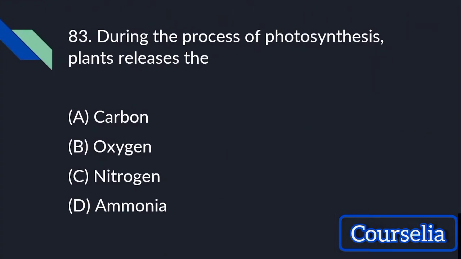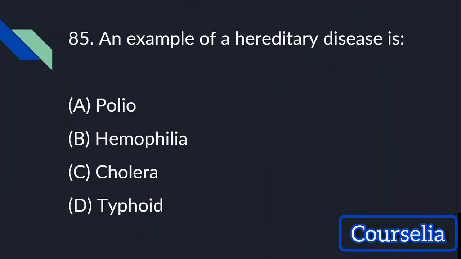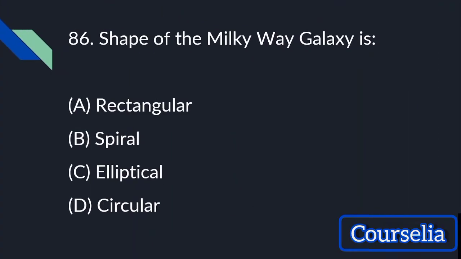During the process of photosynthesis, plants release carbon, oxygen, nitrogen, ammonia. Answer is oxygen. Hujjatullah al-Baligha was written by Shah Ismail, Haji Shariatullah, Sayyid Ahmad Shaheed, Shah Waliullah. Answer is Shah Waliullah. An example of a hereditary disease is polio, hemophilia, cholera, typhoid. Answer is hemophilia. Shape of the Milky Way galaxy is? It is a repeated question.